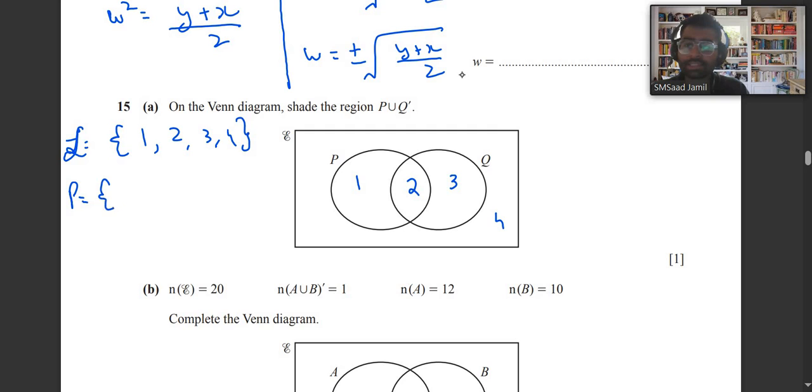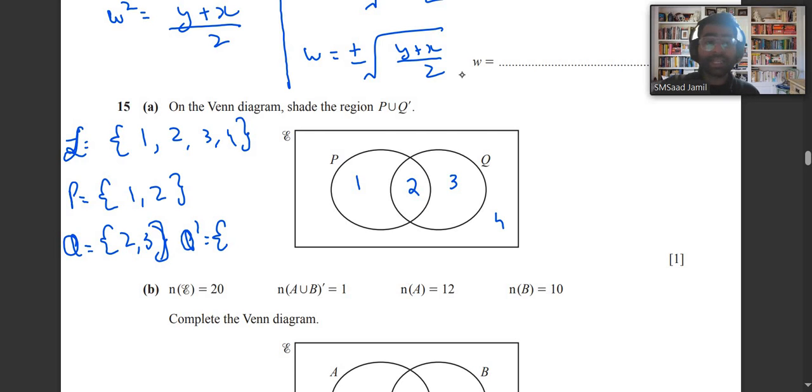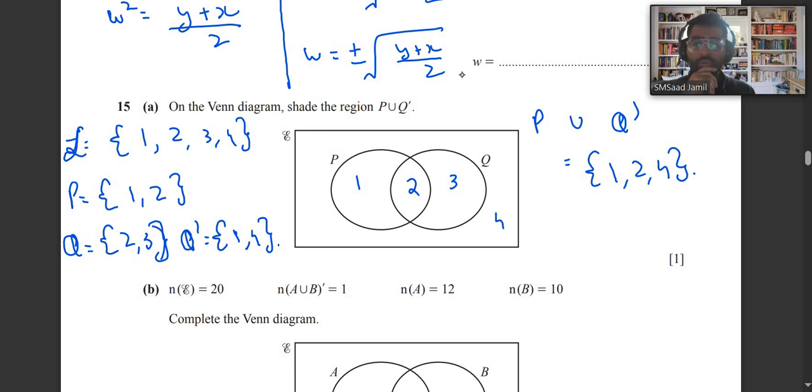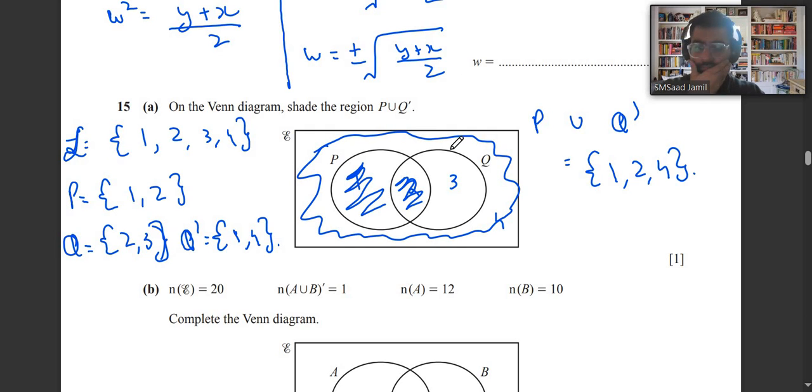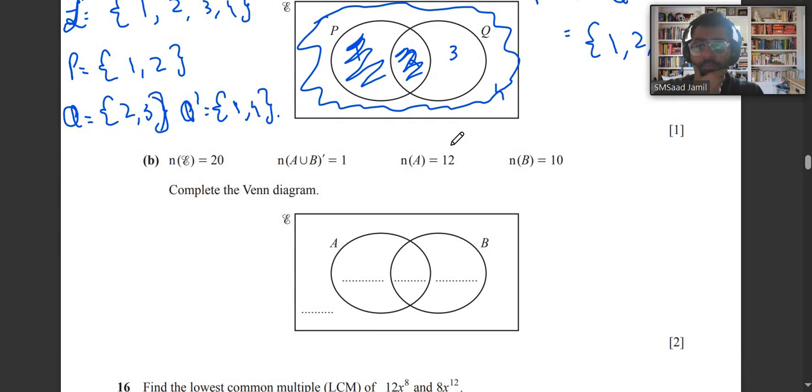P is 1 and 2. Q is 2 and 3. Now Q complement means all the numbers except Q, outside of Q. So those numbers are 1 and 4. Now the question is P union Q complement. So P union Q complement include 1, 2, 4. So you will shade 1, you will shade 2, and you will shade the rest of the 4. So easy.